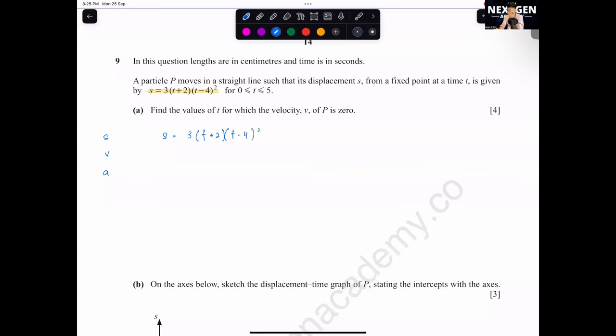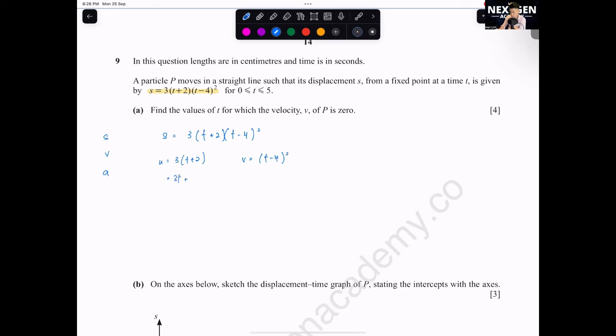Okay, let's do this one. So you want to open up the bracket or you want to do product rule, up to you. This one, I think either way also can. I'll just do product rule here since the value is already like that. U is 3t plus 2, V is equal to (t minus 4) squared.